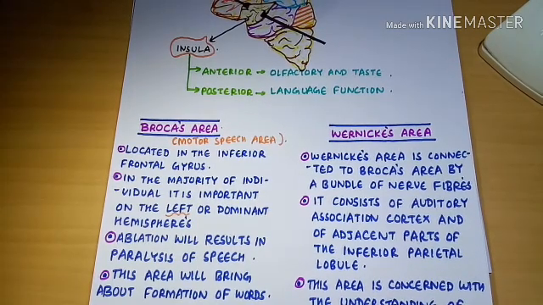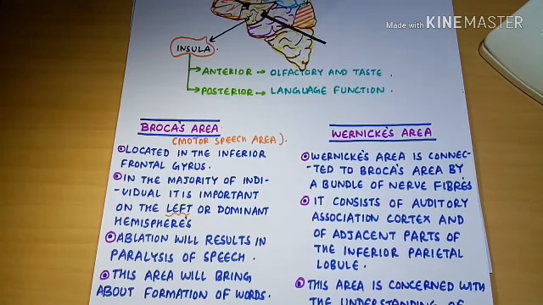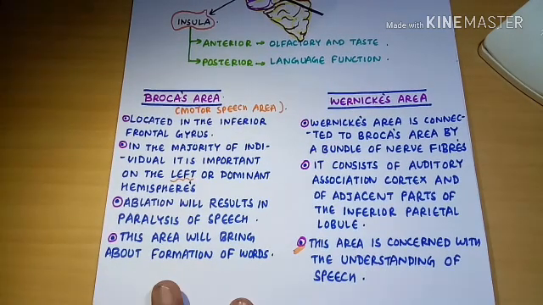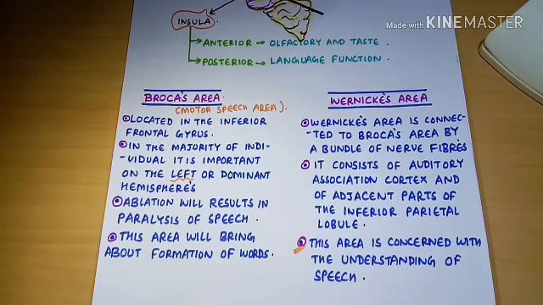This area brings about the formation of the word. So Broca's area, present in the frontal lobe of the cerebrum, is responsible for formation of the word. Wernicke's area is connected to Broca's area by a bundle of nerve fibers. It consists of the auditory association cortex and the adjacent part of the inferior parietal lobule. This area is concerned with the understanding of speech, and Broca's area is for the formation of the word or for giving speech.